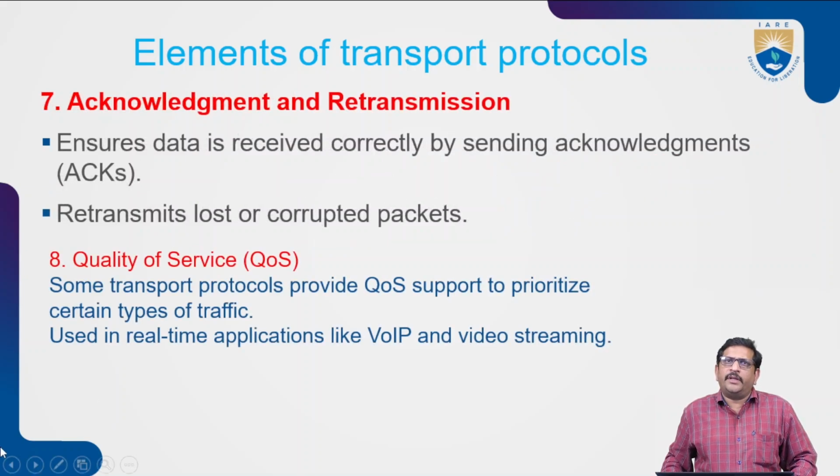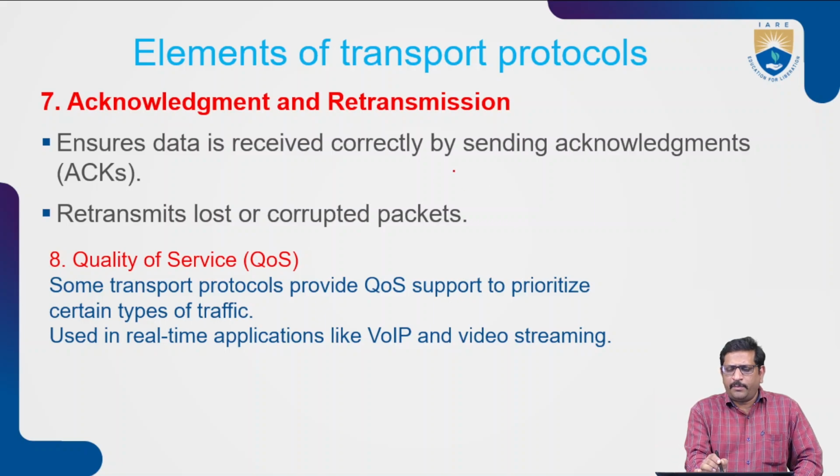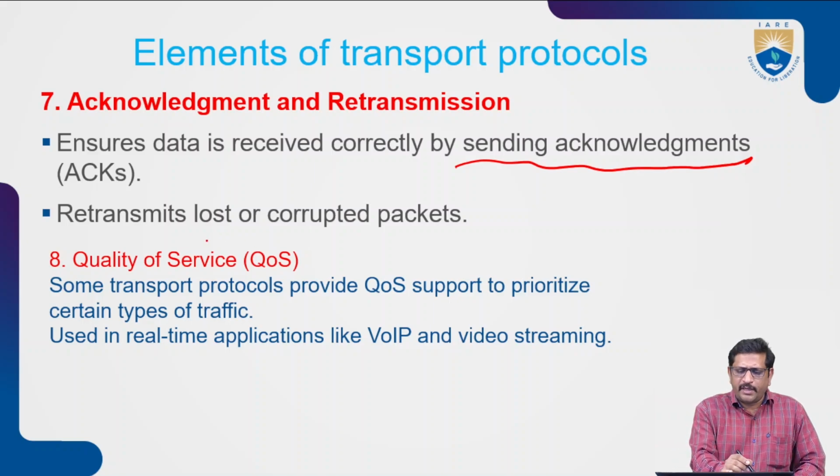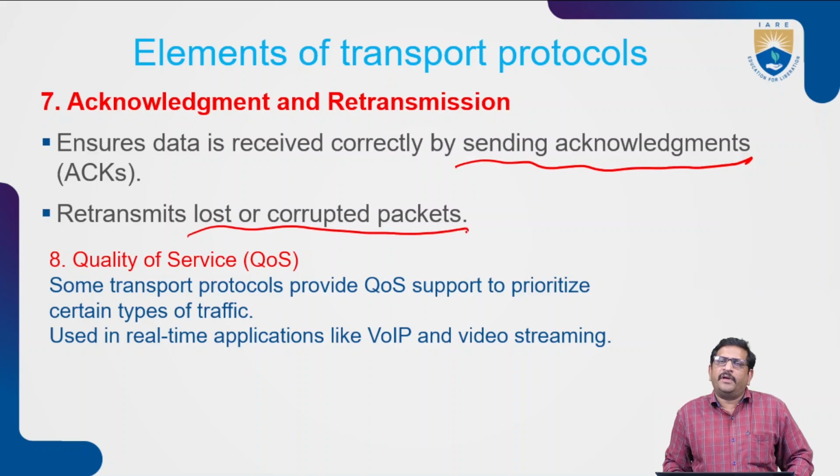Next, acknowledgement and retransmissions. Acknowledgement means that if any packets are not received by the receiver, or if any errors occur while transmitting the data from sender to receiver, an acknowledgement is sent by the receiver to the sender. By sending the acknowledgement, it ensures the data is received correctly, and lost or corrupted packets are retransmitted. If any packets are corrupted or lost, they will be retransmitted.